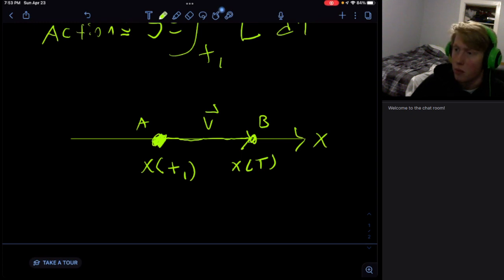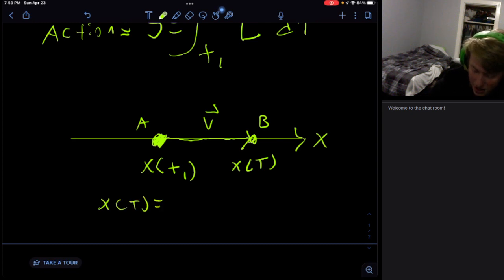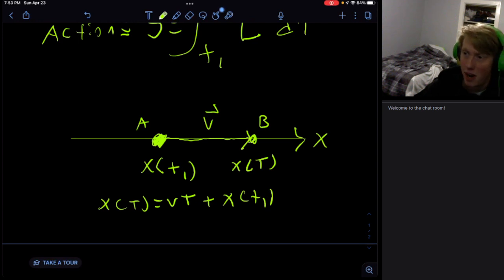And let's think about what's going to happen here. If it's moving at a constant velocity, it's just going to move along. You probably already know what this equation looks like even. It's something like x of t is equal to velocity times time, plus x of t1, which is our initial position. That's probably what you're used to. In fact, that is right.